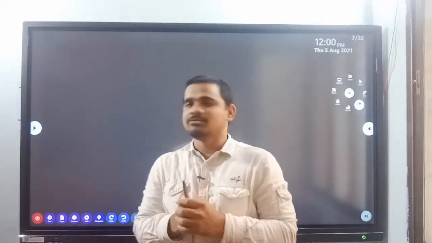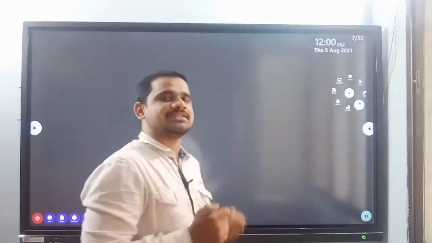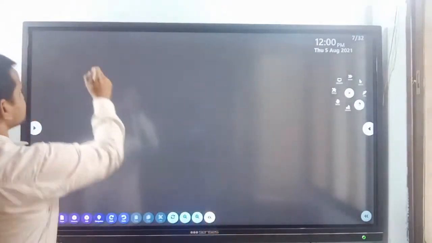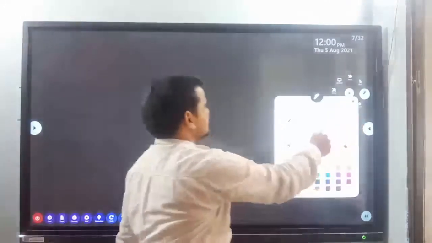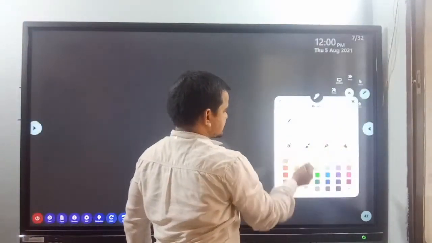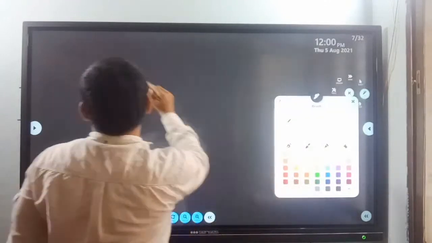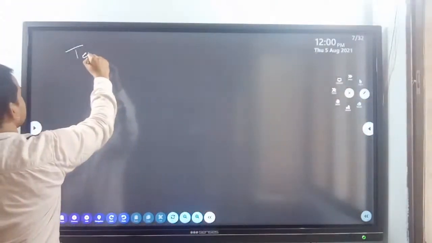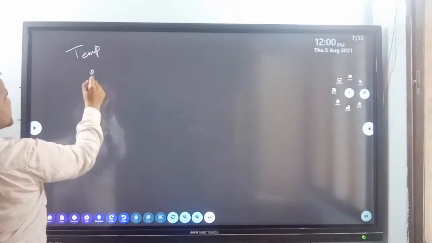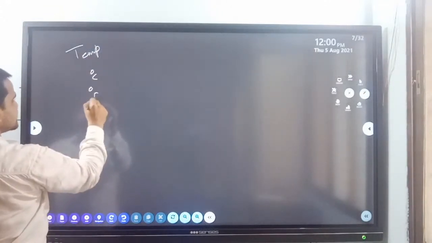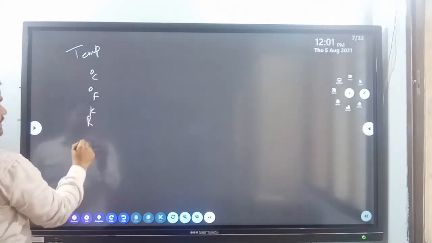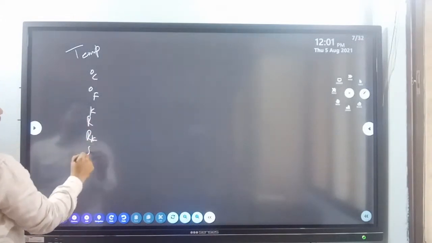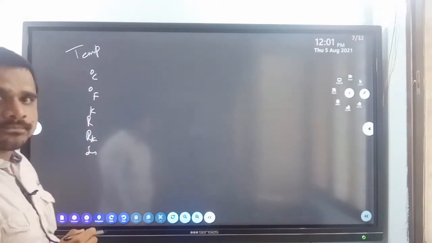We have discussed some basic concepts of heat. One more time, different scales we have for measuring temperature: degrees Celsius, degrees Fahrenheit, Kelvin, Rankine scale, Reaumur scale, and a faulty thermometer. Different scales we have, right?